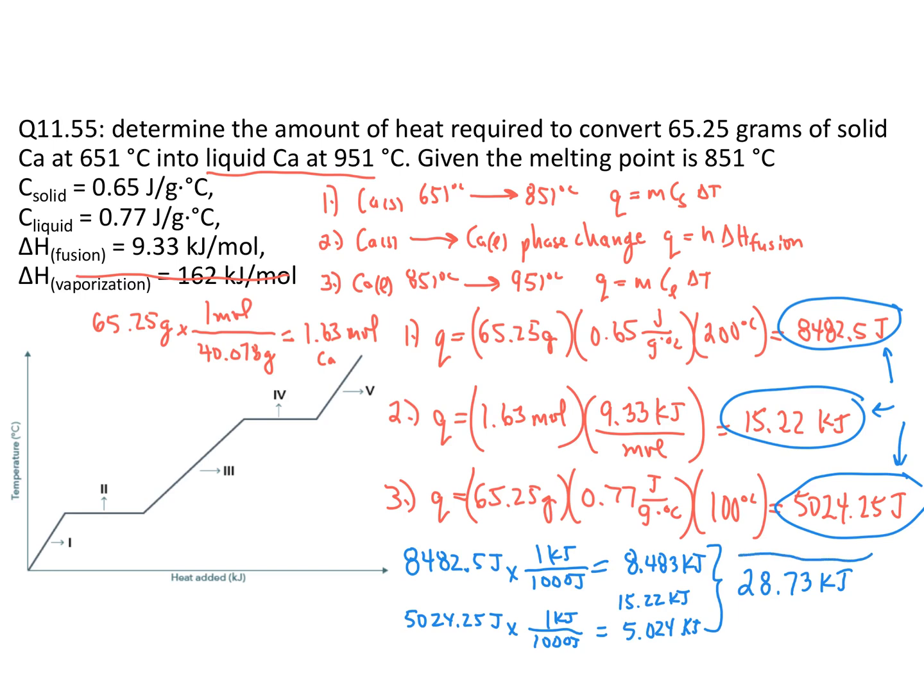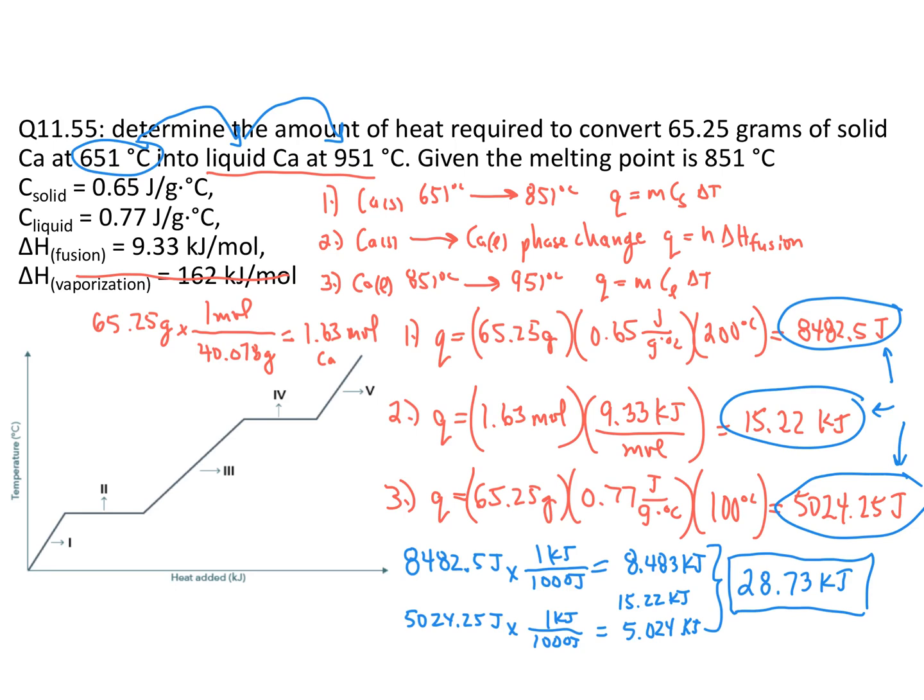Add all 3 of those steps together to get the overall process of approximately 28.73 kilojoules of energy required to take solid calcium at 651 degrees Celsius, go through the phase change, make it liquid calcium at 851, and then heat that liquid calcium from 851 to 951.